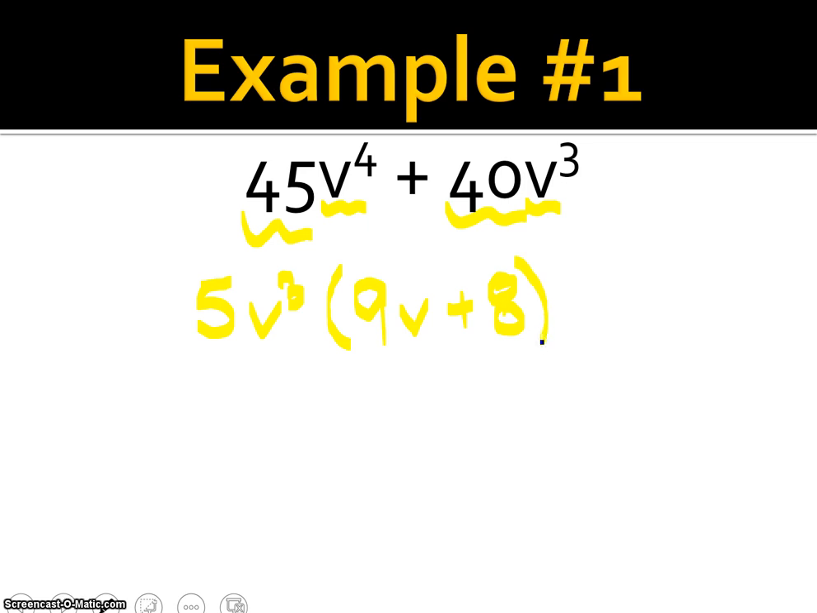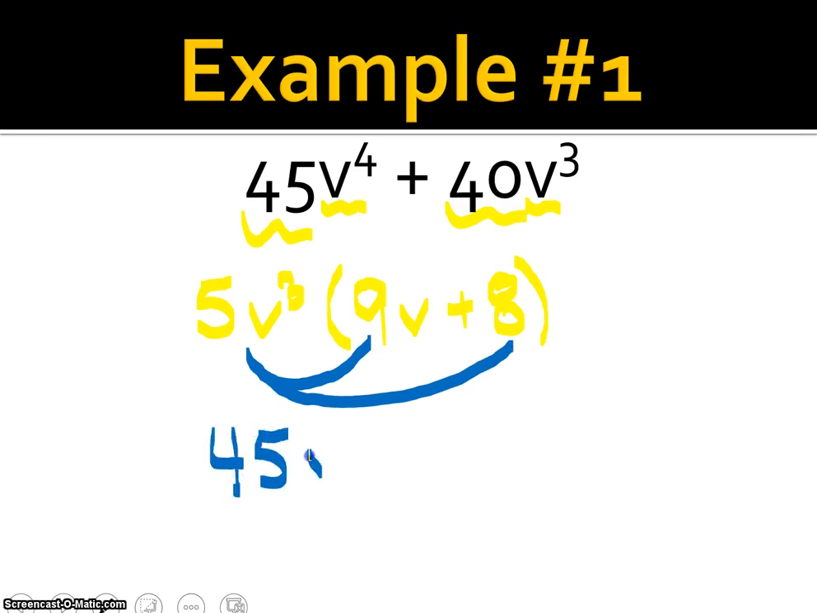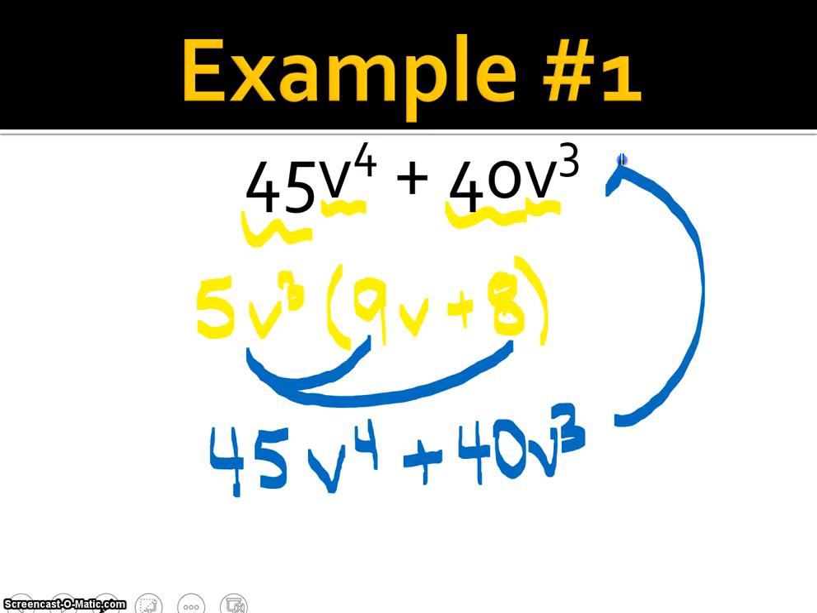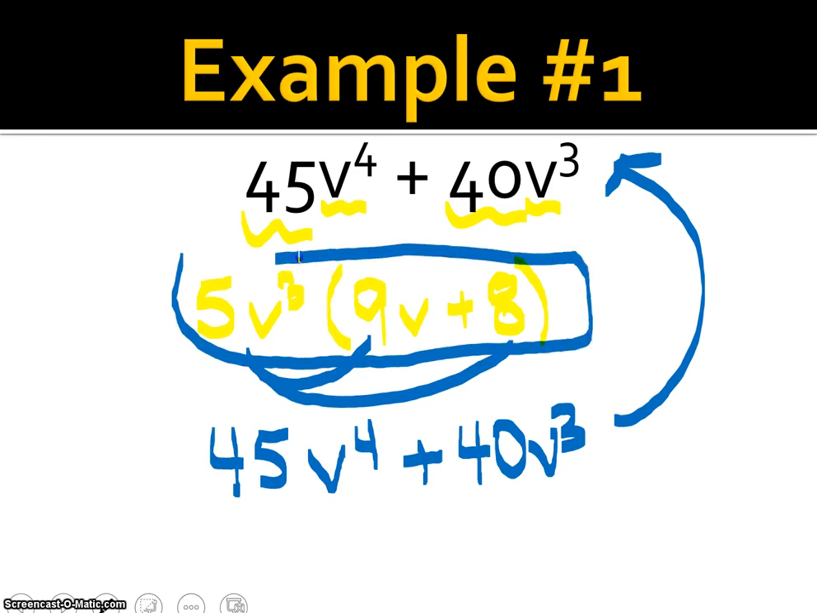So this one's done. Now, as you can see, if I were to multiply this back out, you would get 45 v to the fourth plus 40 v cubed, which is exactly what we started with. Okay? We're not looking for the blue answer. We're looking for the yellow answer. I'm just trying to show you that if you were to multiply it back out, you should get the same answer.